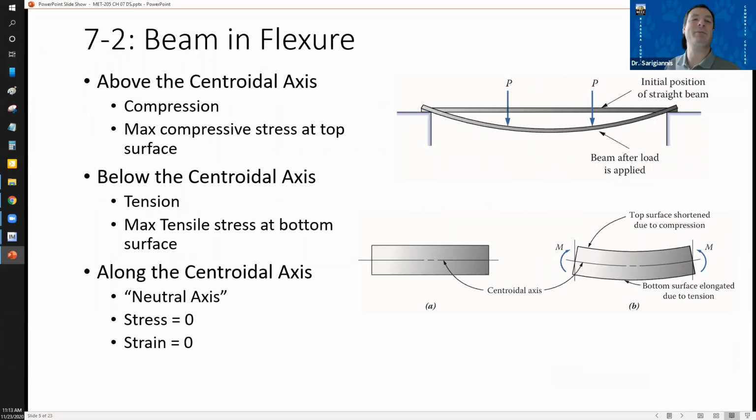All right, so what's happening? Well, we have a beam in flexure, right? And this is what it looks like. These are not two beams. This is supposed to be the initial position, and then you apply a load and it sags, right? And this is kind of an exaggeration, I would think. Well, I mean, it might not be. I've seen people do stupid things with 2x4s.